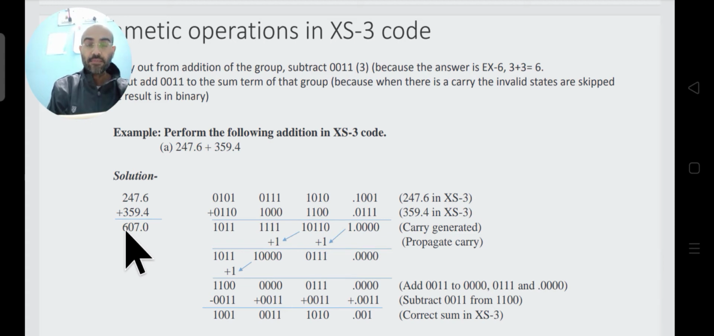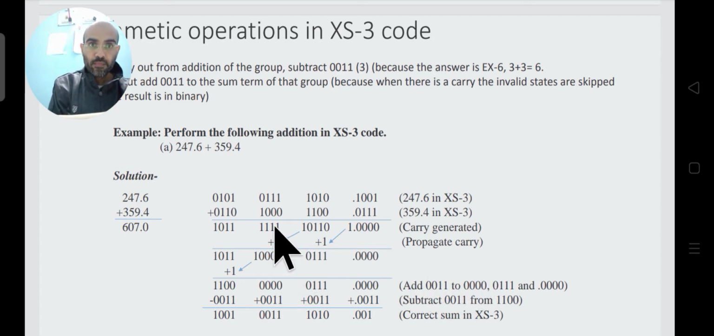So 7 in excess 3 will be written as 1010. This 0 will be written as 0011, and 6 will be written as 1001, and 0 will be written as 0011, same. So the answer should contain such terms. Let us see how to do it.